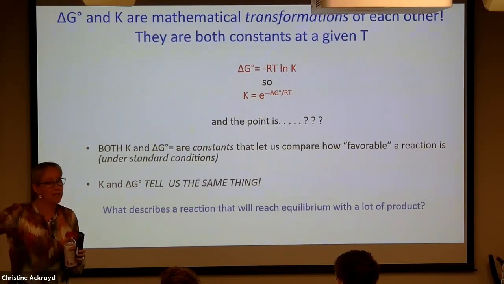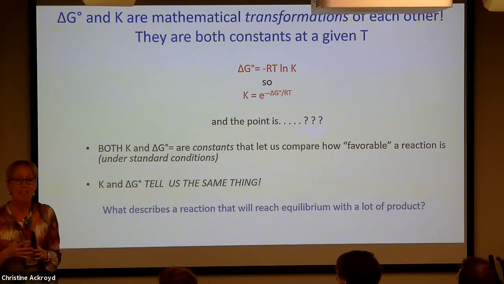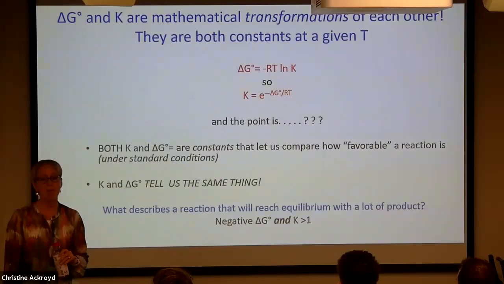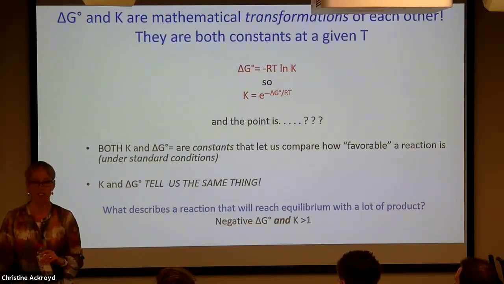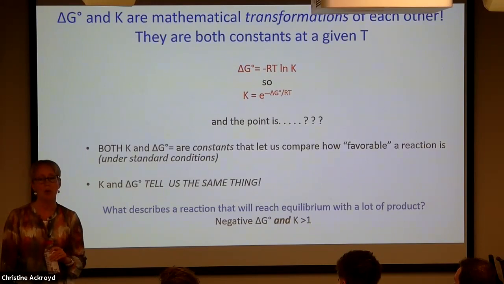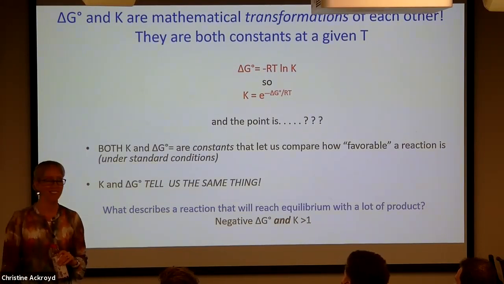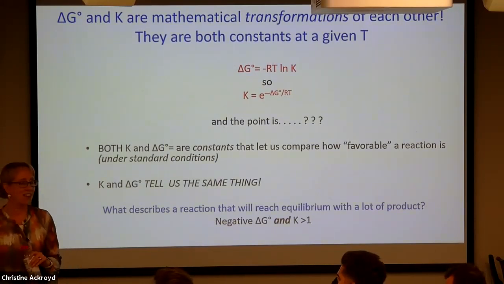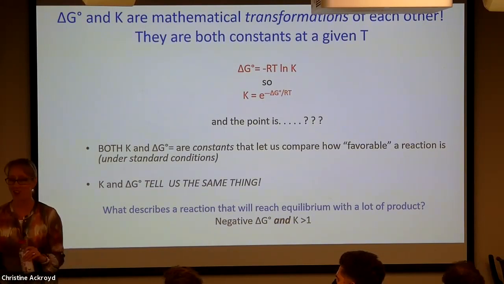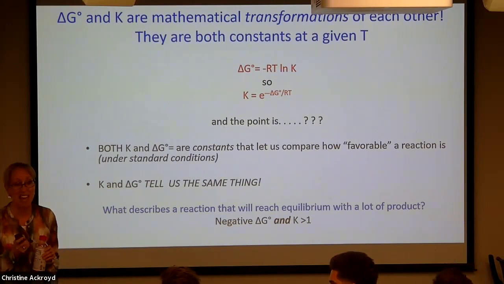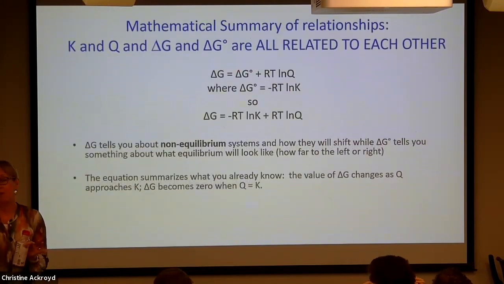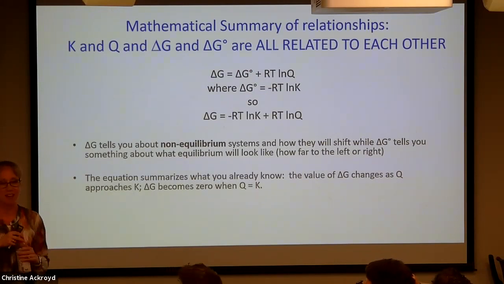Okay, so those numbers for delta G naught and K, they have a specific conceptual meaning. I'm not above handing you a multiple choice question that looks like you have to do a whole bunch of calculating. You can just look at the sign and magnitude of K and delta G naught, rule out all the wrong answers and not have to calculate at all. And you get rewarded for knowing what the numbers mean by not having to do the calculation.